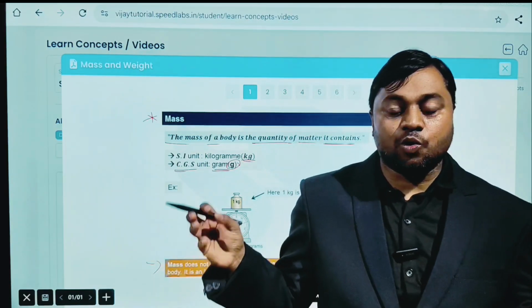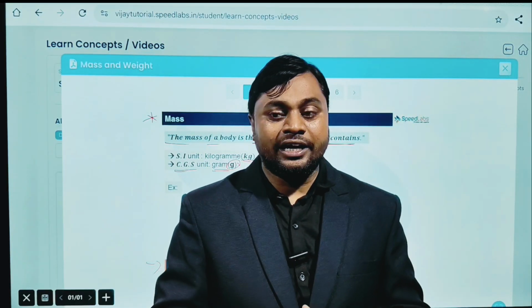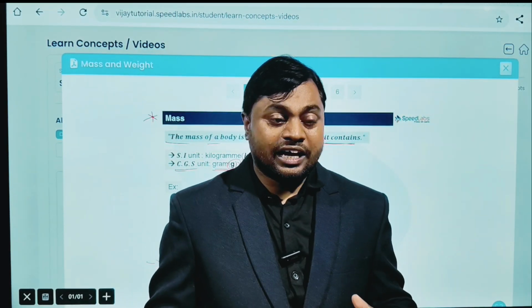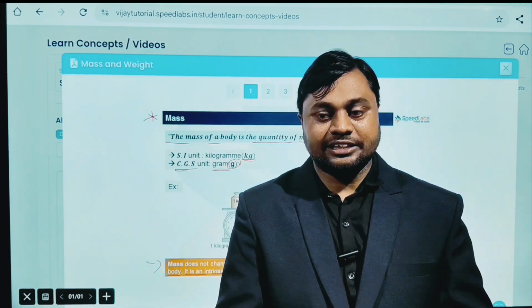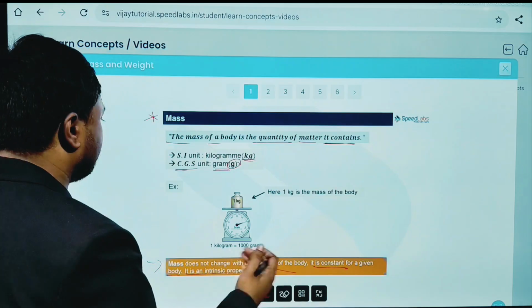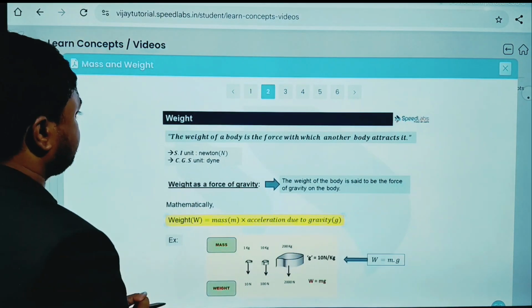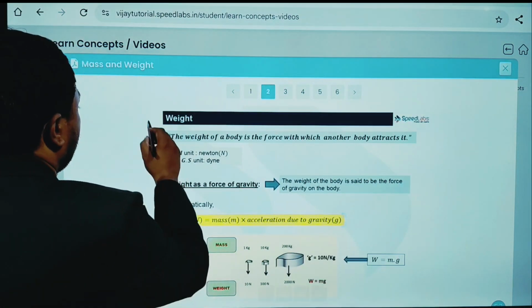We will see in detail. What is mass? Mass is the quantity of matter present inside the body, whereas weight is the force with which a body is attracted towards the center of the earth. Is it clear? What is the SI unit of mass? Kilogram.